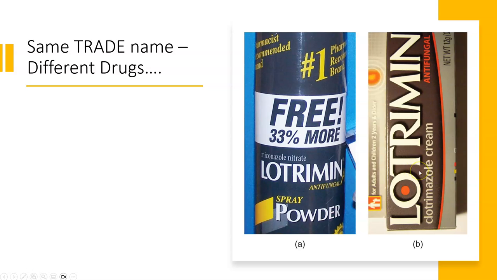Other than that, it doesn't matter. Size of the container, that's not what we're looking for. We're looking for the obvious pieces. What's the same? Same brand name. What's different? Different generic drug. The powder is miconazole. The cream is clotrimazole. Don't overthink, but make sure that you're able to differentiate those key pieces. So, like I said, same trade name, different drugs, and they have different dose forms. And that often happens. They'll change the dose form.